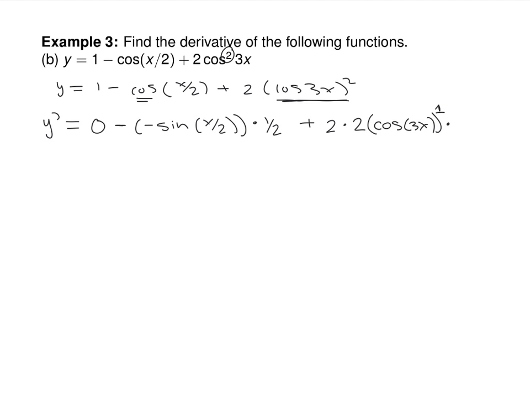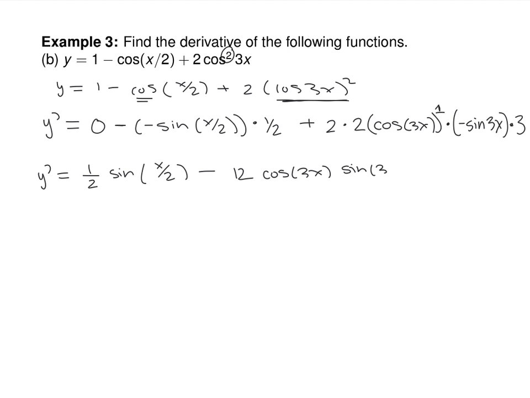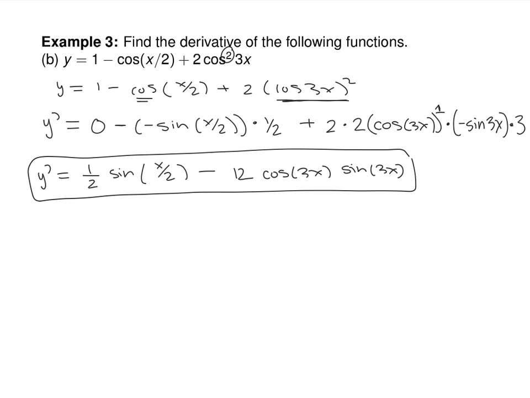Then you multiply by the derivative of cosine, which is, and then technically there's one more chain. Derivative of 3x is 3. So you've got 1/2 sine x over 2 minus, what's that, 12? Cosine of 3x sine of 3x. Is that okay? All right.